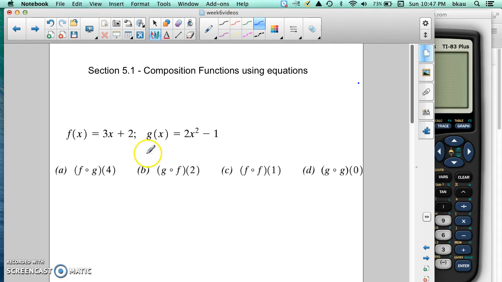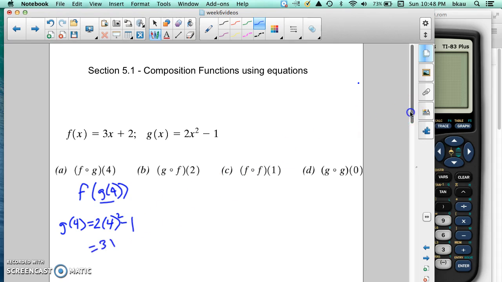previous video. So in this case, looking at a, we want to know what g of 4 is. So we're going to take our function g of x and evaluate it for 4. We find g of 4 first by plugging the 4 into our g equation. So we put 4 in right here. We get 16 times 2, which is 32, minus 1, which is 31.